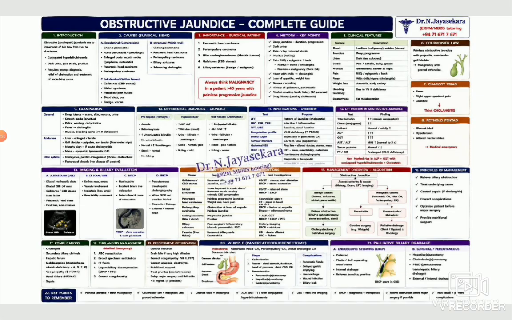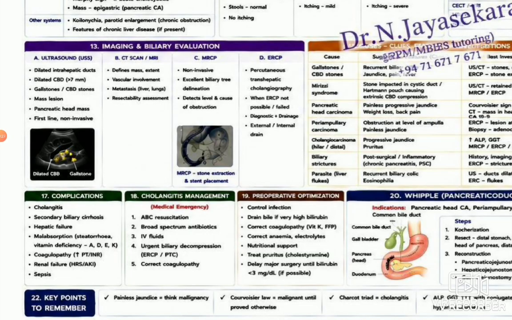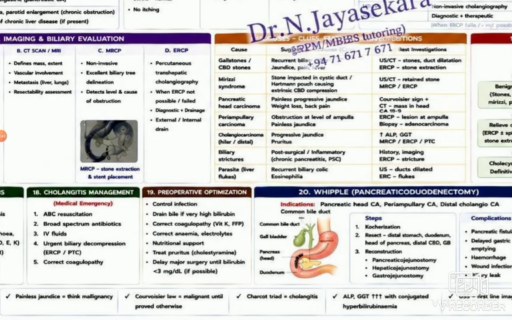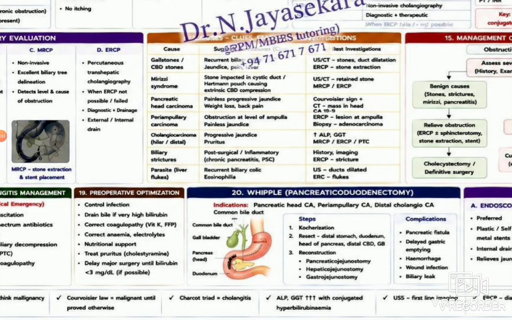Now let's finish with the most important take-home messages. Key point 1. Painless progressive jaundice in an older patient is malignancy until proven otherwise. Key point 2. Painful jaundice usually suggests stones or cholangitis. Key point 3. Charcot triad: fever, right upper quadrant pain, jaundice. Key point 4. Reynolds pentad. Reynolds pentad means severe ascending cholangitis with sepsis.